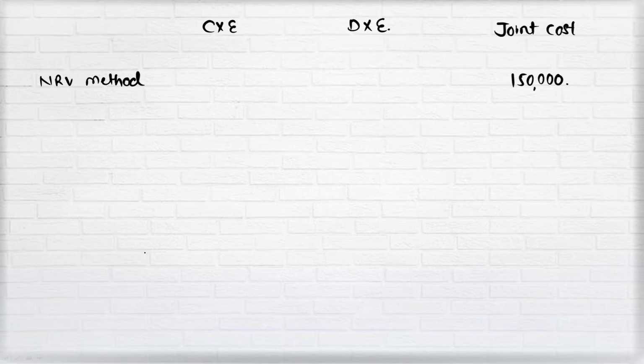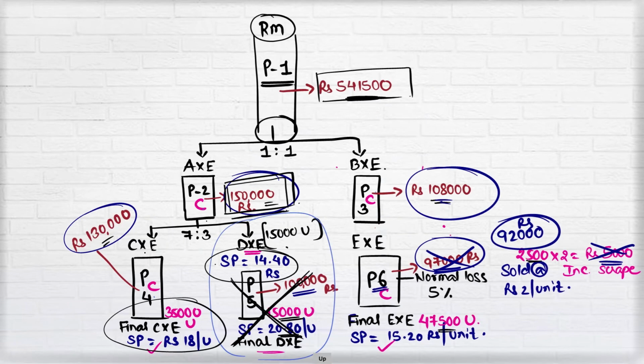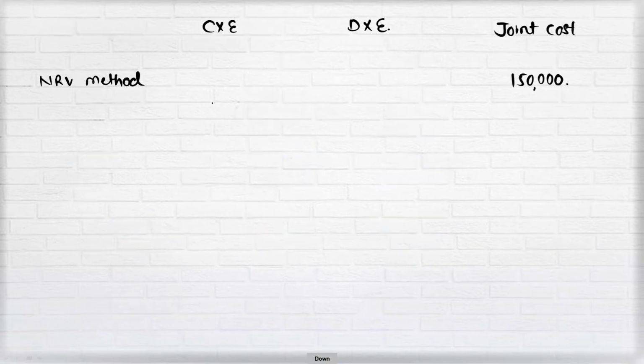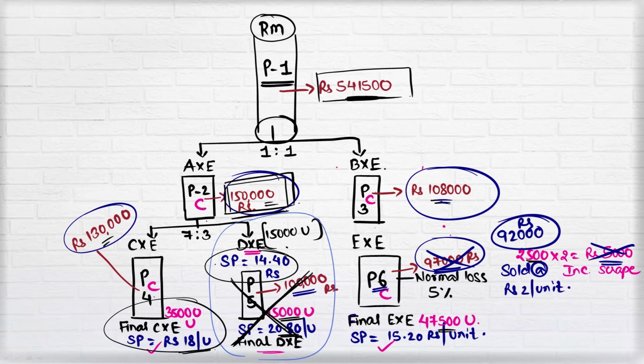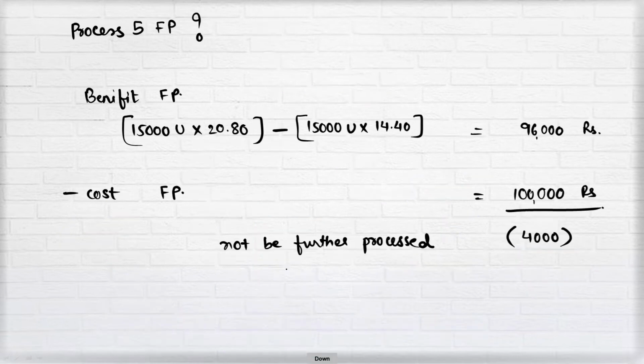When CXC is finally sold, 35,000 into 18, finally sold is 35,000 into 18. And when DXC is finally sold, are we further manufacturing DXC or not? No. Then I will not be taking this selling price, right? The process which we are not going to undertake logically, financially, that selling price I am not going to take. So it is 15,000 into 14.40.